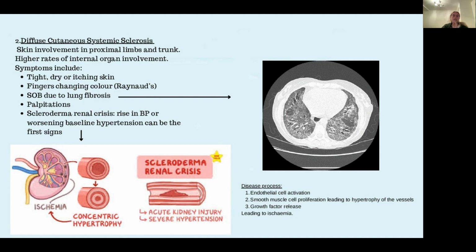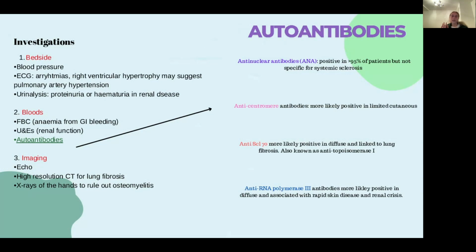When you're thinking about investigations, you're thinking, oh, I think this might be systemic sclerosis. What sort of investigations might you offer? Or if it's an OSCE, for example. So I always split it into bedside, bloods, and then imaging.